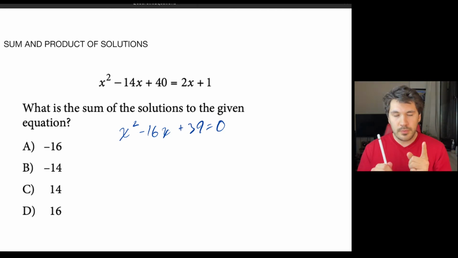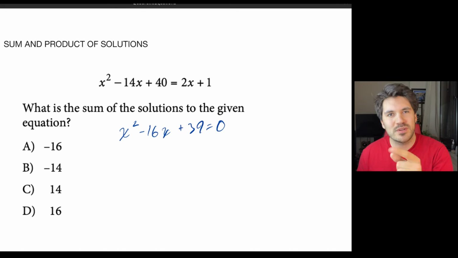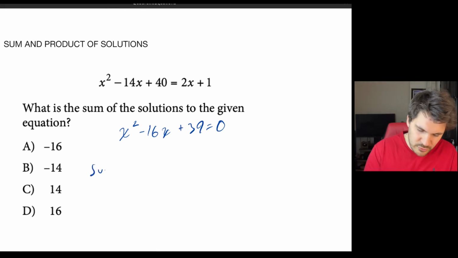Now, you could factor this out, get the solutions, and add them together, and a lot of times this will work. But there is a shortcut that I will now teach you. The shortcut is the sum of the solutions is equal to negative b over a.